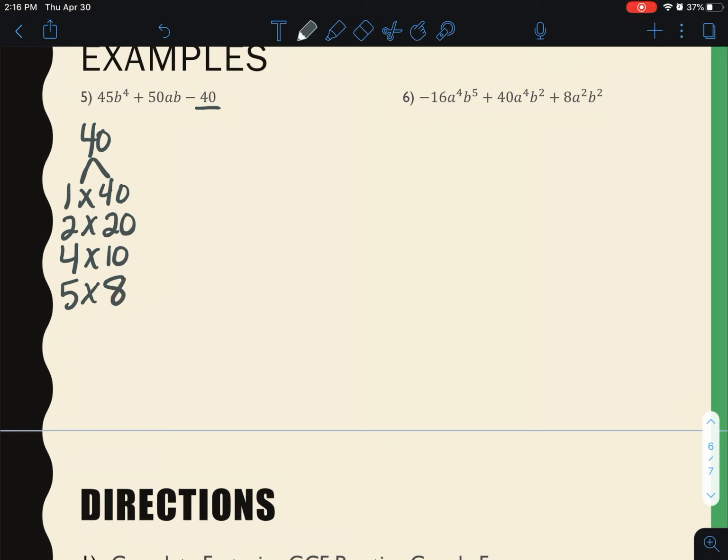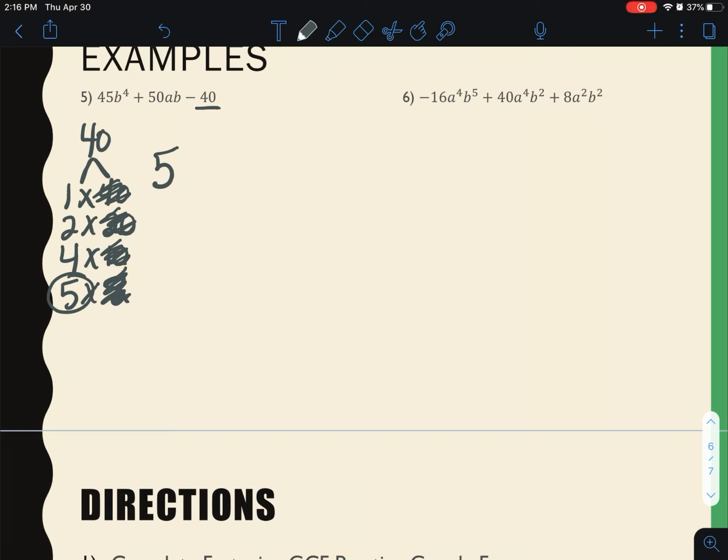So let's look at 40. 40 is not a factor of 45 or 50, so we know it's not going to be that one. 20 is not a factor of 45 or 50. 10 is a factor of 50, but not of 45. 8 is not a factor of either one, but 5 is. 5 is a factor of 45 and 50. So we're going to use 5.